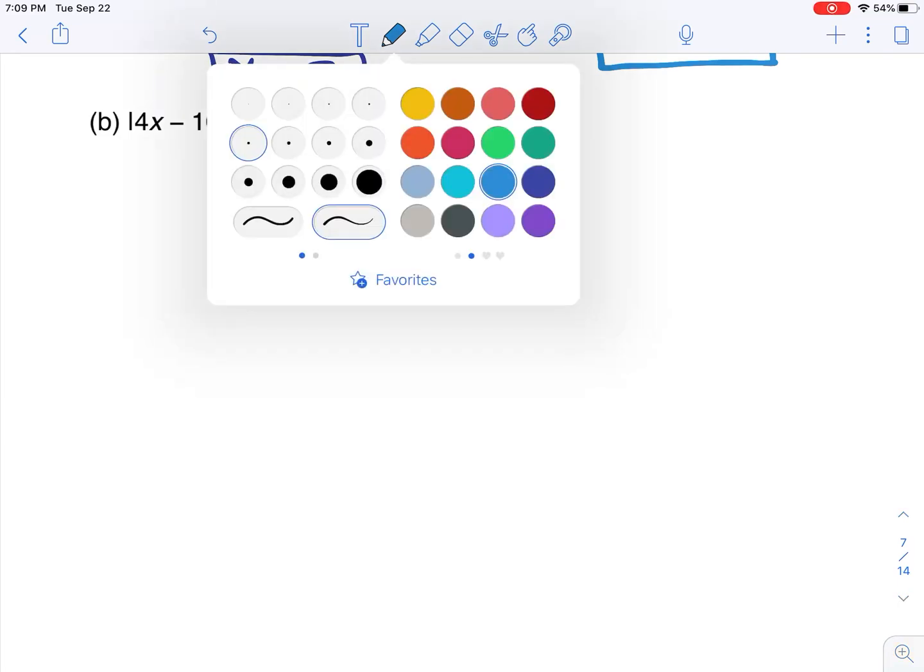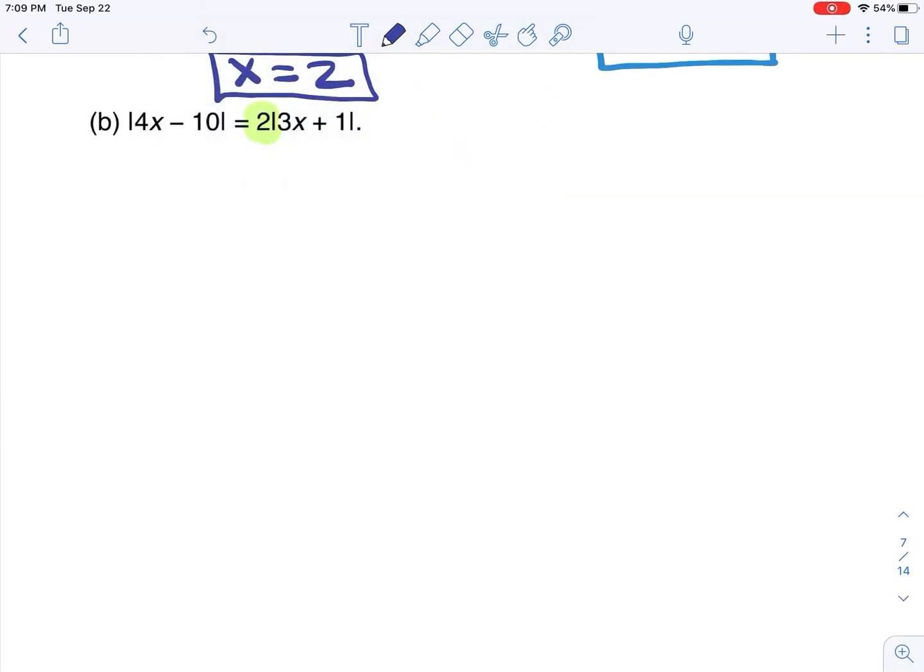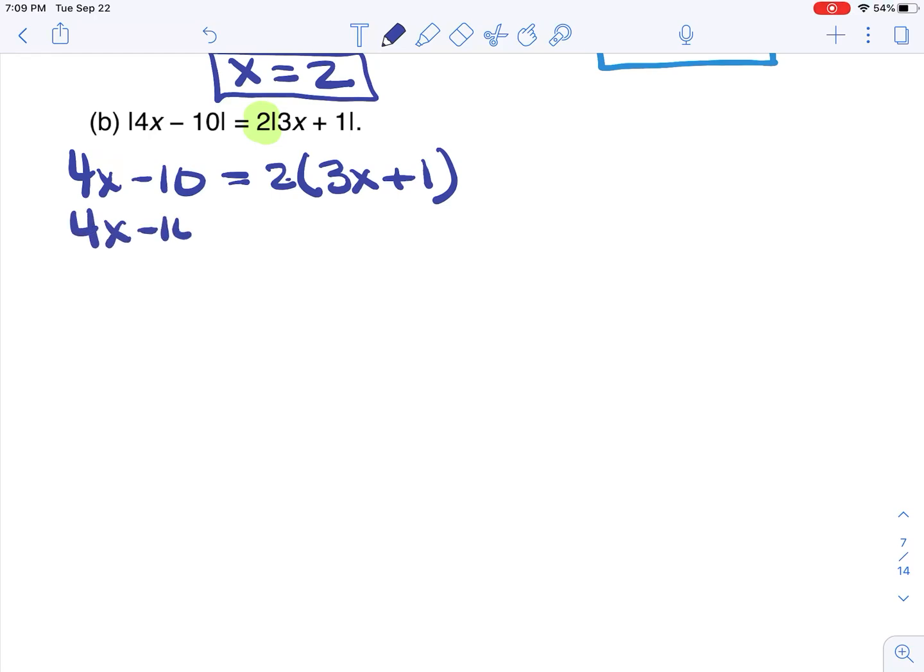Okay, so let's write the first equation. So we're going to write it as is without the absolute value marks. So 4x minus 10 equals 2. And now instead of absolute value marks, these are going to turn into parentheses. So 3x plus 1, which means that we're going to have to distribute this one. Okay, so let's just continue on this side. So 4x minus 10 is going to equal, distribute the 2 to each one, 6x plus 2.